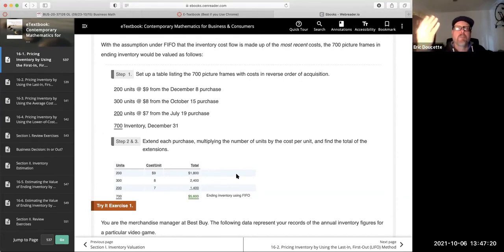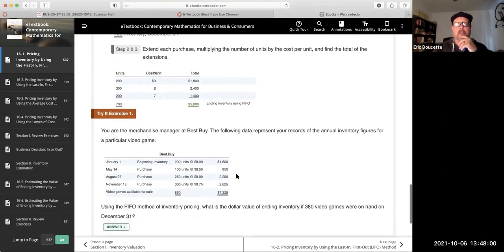So if I sold 400 units, then that means the 200 from December 8th were ones I sold. And then 200 from the October 15th. So there's 100 left of those. So if I sold 400 using first in, first out, then what's left is what I put in there on December 31st. Excuse me, that would be the inventory. What I put in there on July 19th, that's 200 plus 100 left over from October 15th. And I would do the math. I would take the 100 times $8. I'd take the 200 times $7. And my remaining inventory would be 300. And of course, the dollar value of those would be according to how many they sold.